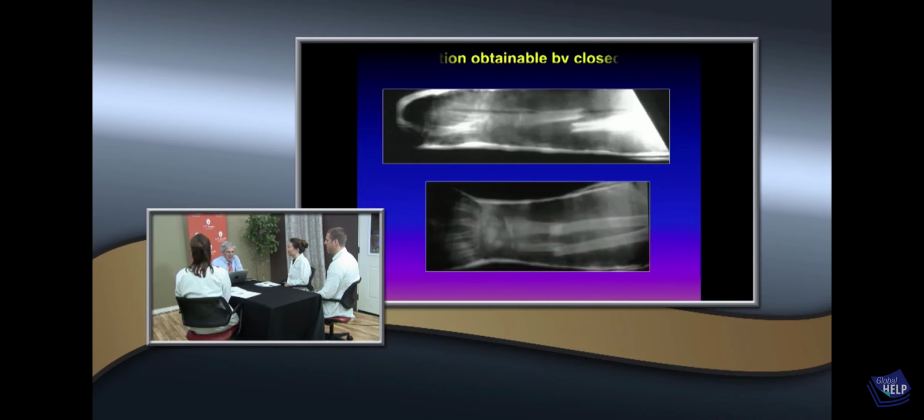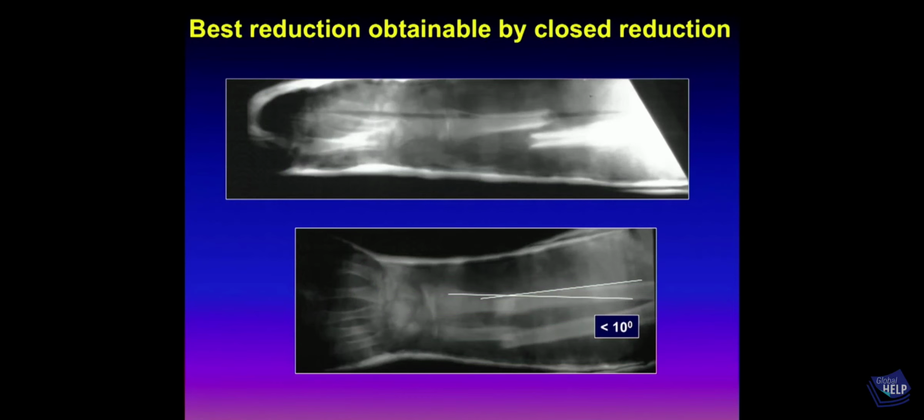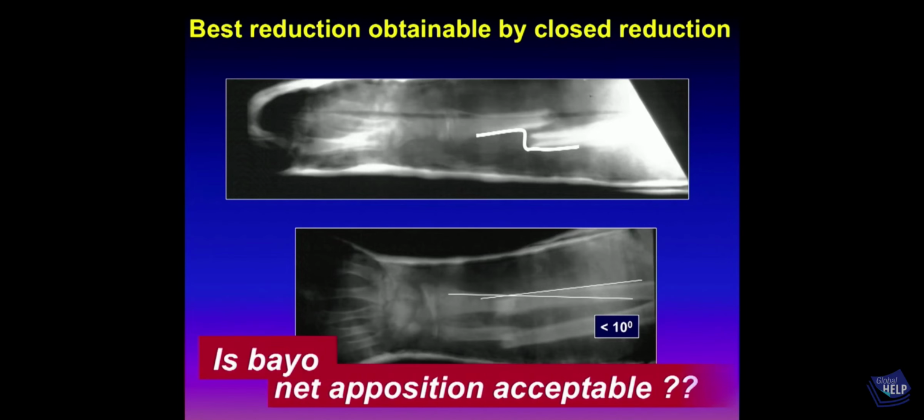I tried to closed reduce it under anesthesia. I tried 3 times. Okay, so that's the best I could do. And so I got less than 10 degrees, and the linear alignment in the sagittal plane and the coronal plane is acceptable. So, is bayonet apposition acceptable?